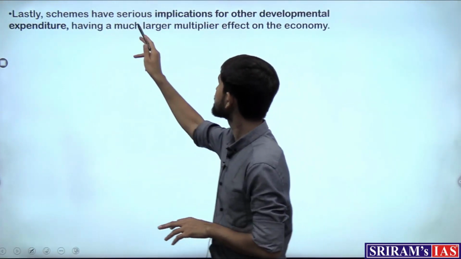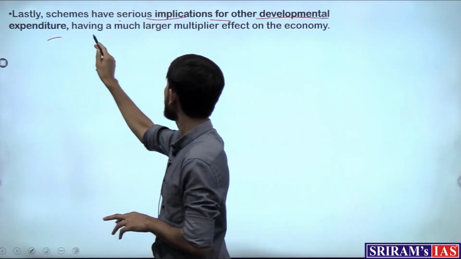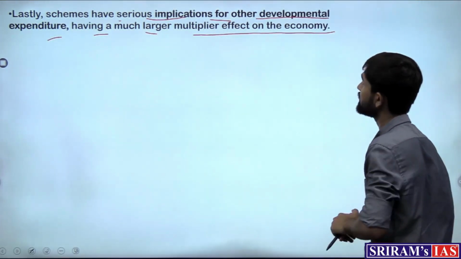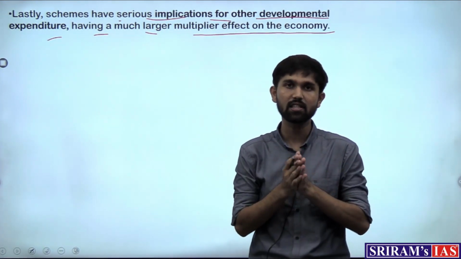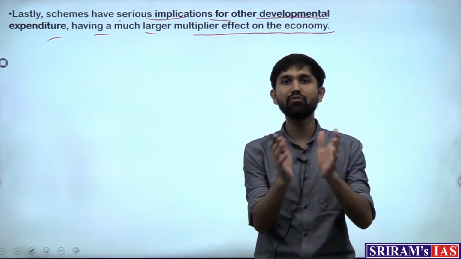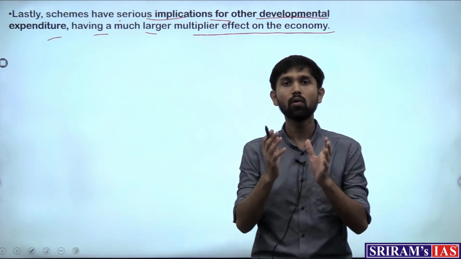And lastly, the schemes have serious implications for other development expenditure, having a much larger multiplier effect in the economy. Now what does this mean? When we say that the credit culture gets disrupted, the states have to deflect their economic resources into absorbing the farm loan waivers. What will this do?